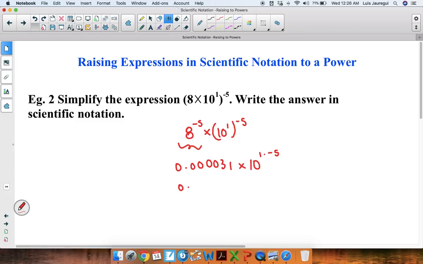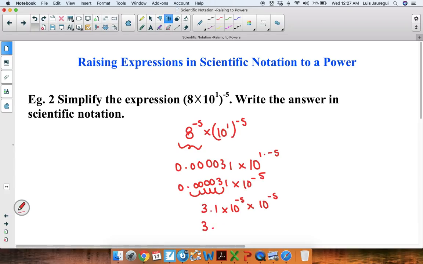Now this is 0.000031 times 10 to the negative 5th. However, notice that this is still not in scientific notation. To fix that, we're going to move the decimal point. So once, twice, 3 times, 4 times, 5 times. So this is 3.1 times 10 to the negative 5 times 10 to the negative 5.